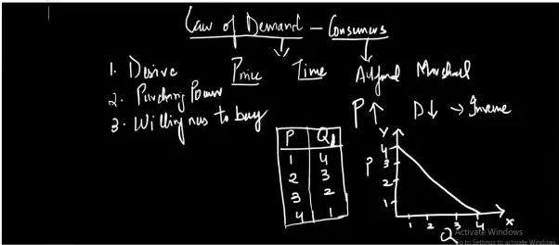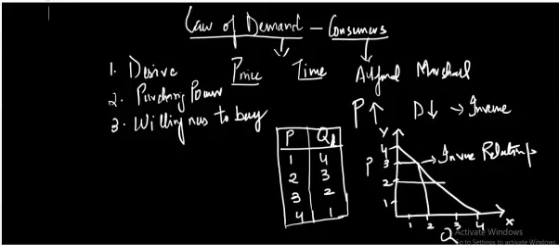The demand curve is a downward sloping curve, which shows that there is an inverse relationship between the price and the quantity demanded, which means that when the price is 1, the quantity demanded is 4, and when the price is 3, the quantity demanded is 2. So there will be a decrease in demand with the increase in the price.